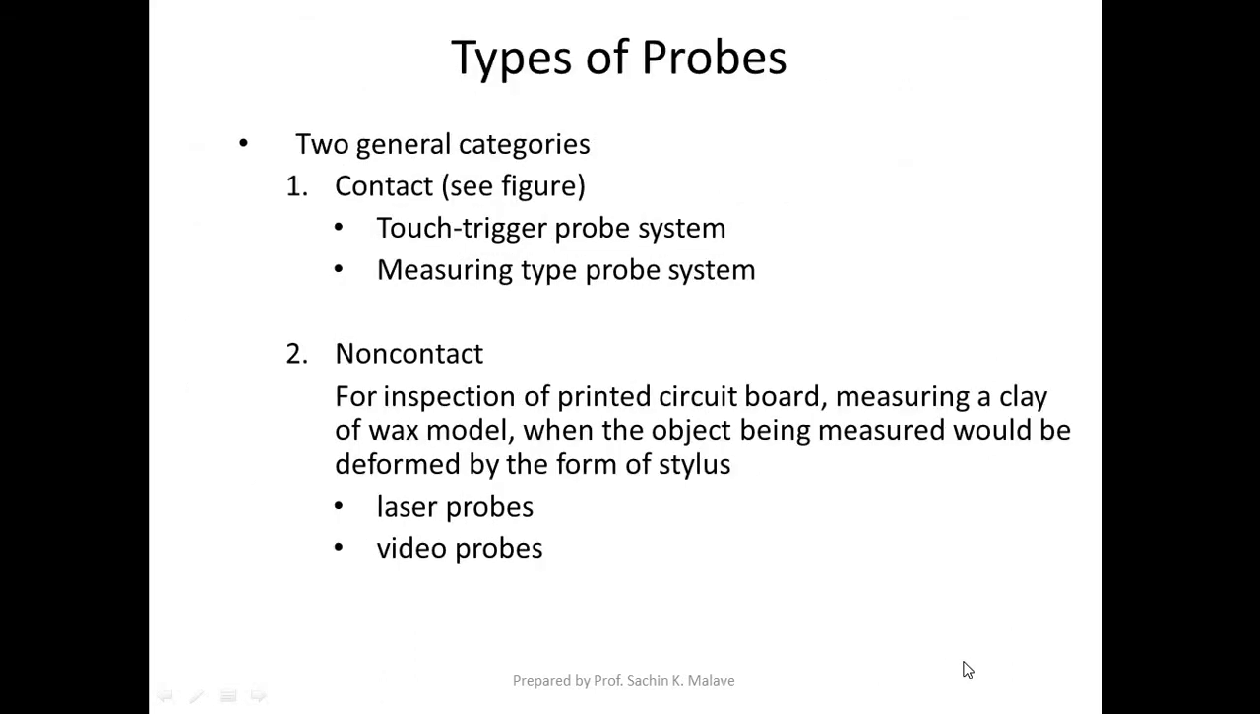Then the types of probes which are used in CMM. Basically two types of probes are used: contact type probes and non-contact type probes. In contact type probes, again there are two types. One is a touch and trigger type probe, and another is a measuring type probe. Whereas in the case of non-contact type probes, there are laser probes and video probes.